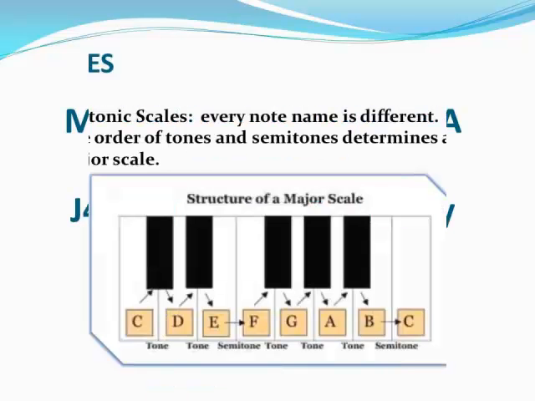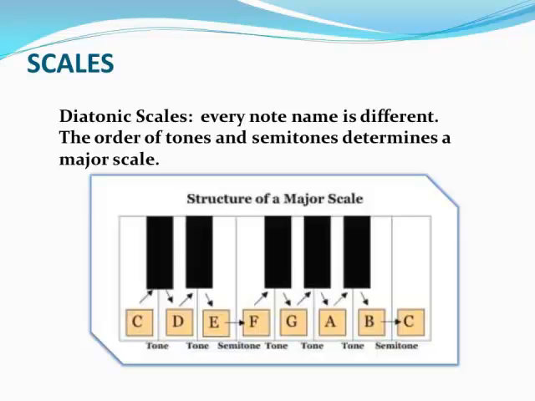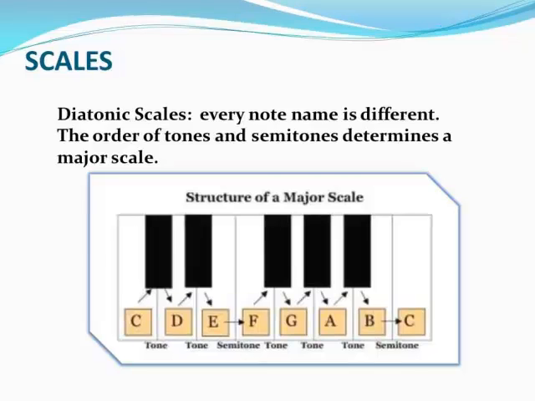What we're going to be talking about today are diatonic scales. In diatonic scales, every note is different. Remember that when we talked about diatonic half-steps or semitones, we always had a different letter name. With diatonic scales, we also have a different letter name for each degree of the scale. What determines the type of diatonic scale is the order of half-steps and whole steps, or tones and semitones. The order of tones and semitones in a major scale is totally different than that of a minor scale. Even within a minor scale, each type of minor scale has a different order of half-steps and whole steps.